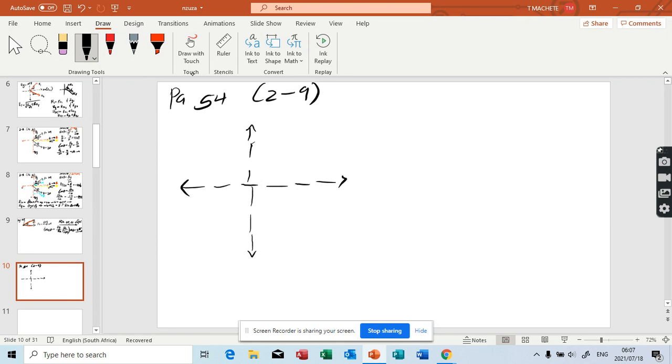It is the directions that you need to know: this side is negative, this side is positive, this side is positive, this side is negative, for y and for x. The direction is the only thing that matters there. So let's just draw that. Normally, always draw a Cartesian plane. It's simpler with the Cartesian plane.